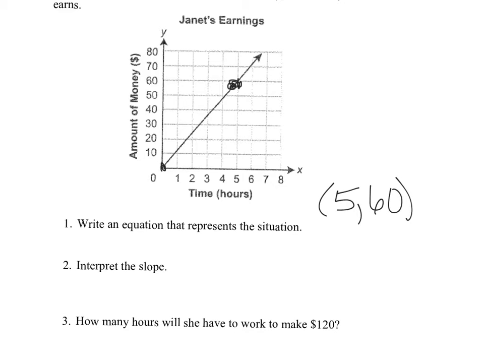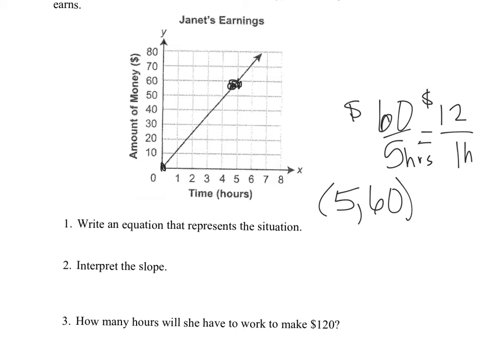So your change in y is $60 for every 5 hours. Change in y over change in x means she's making $12 in every 1 hour. That's your slope. That's the slope of the line.